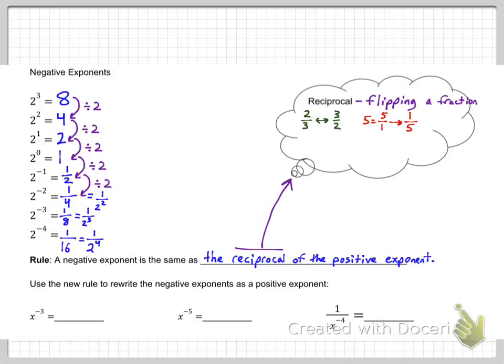So let's use this new rule and let's rewrite the negative exponents as a positive exponent. Well, x to the negative third, we need to flip it. Well, what do we flip? If it's over 1, we flip it and say 1 over x to the positive third. And that is the positive way you write it with a positive exponent. X to the negative fifth, that's going to be 1 over x to the positive fifth, or just 1 over x to the fifth. Lastly, 1 over x to the negative fourth, well, we have to make it positive by flipping it. And so we flip it and make it positive. Well, did I flip it? Yes, because that's really x to the fourth over 1, but you don't need to write the divided by 1 because anything divided by 1 is itself.